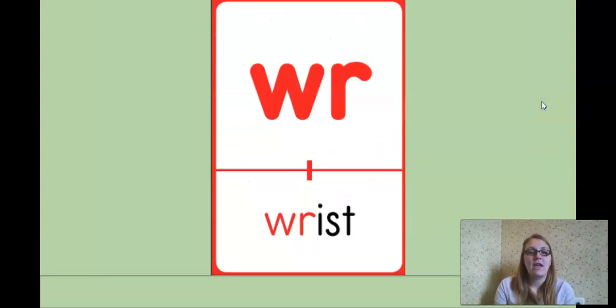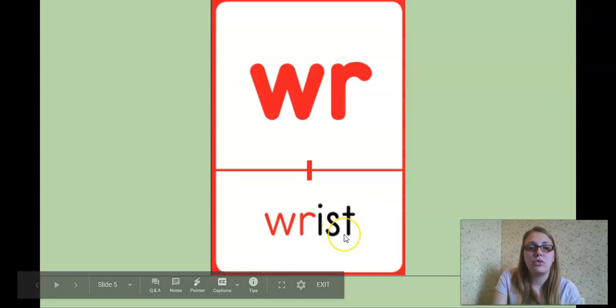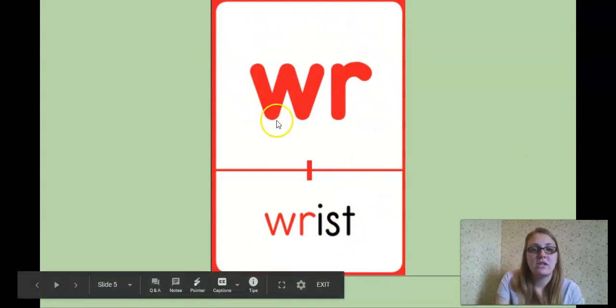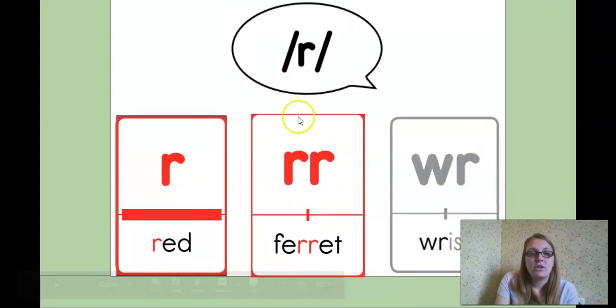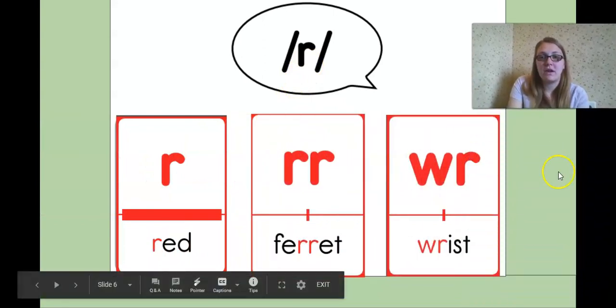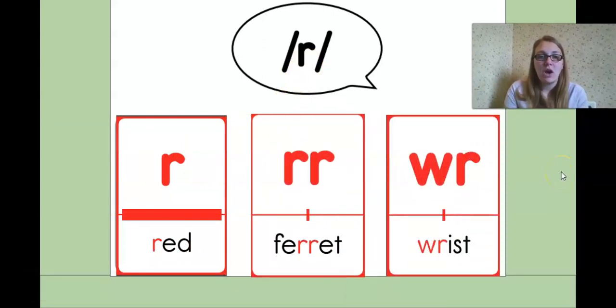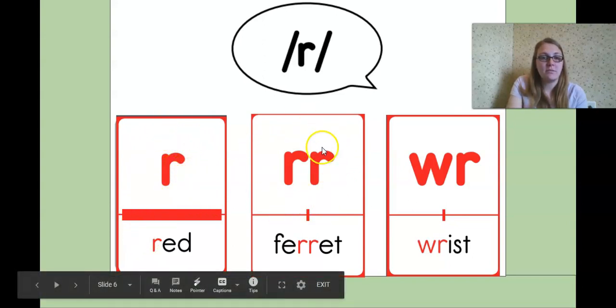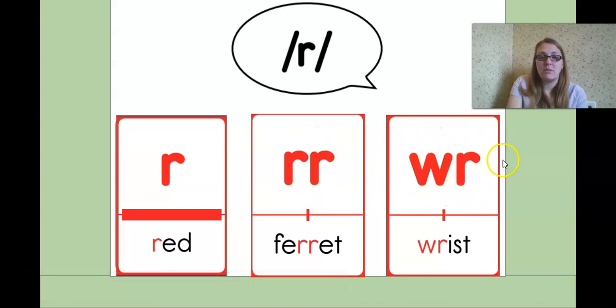Okay, now we have R, like in wrist. Your wrist. That's going to be sometimes spelled WR. So if you see a WR, you'll know that sounds like R. Most of the time, the sound will be a single R, sometimes a double R, and now we know sometimes a WR.